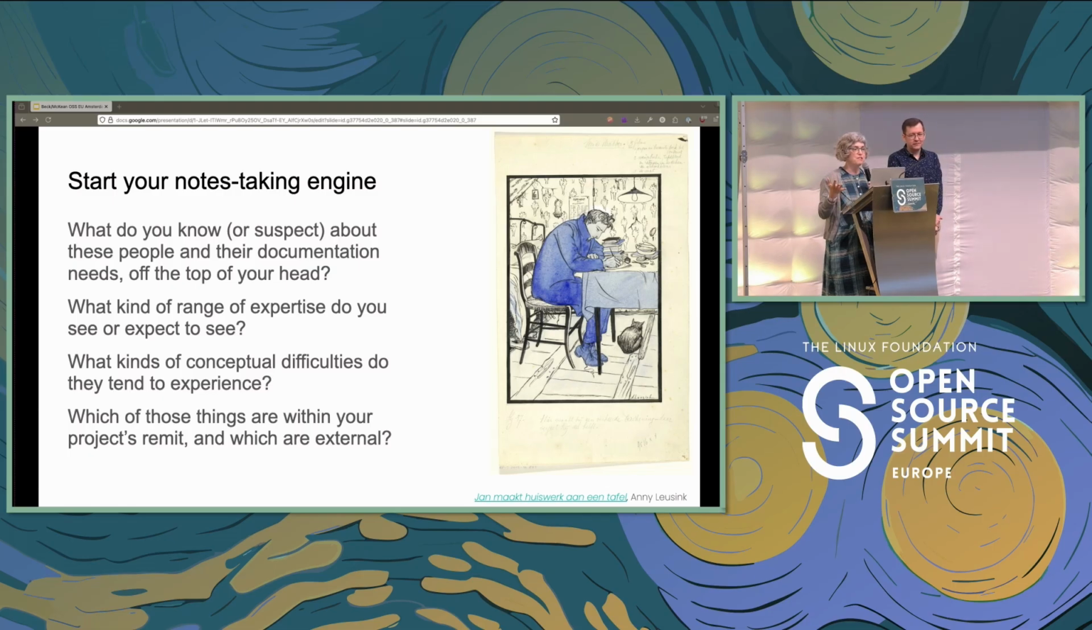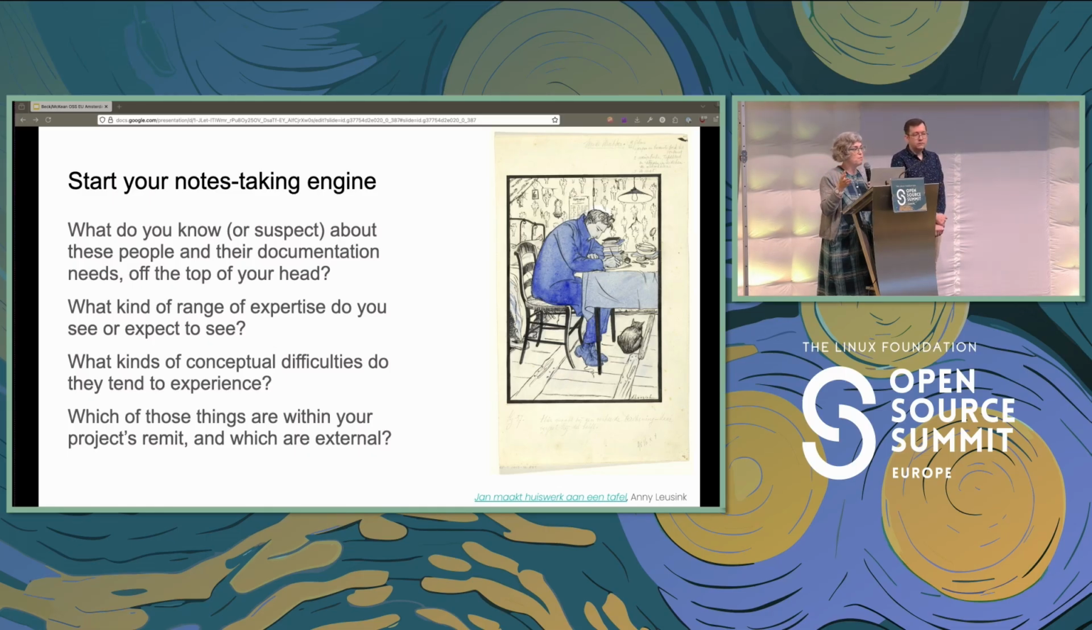Think about the range of expertise that you see or expect to see in your users. Do they actually have that expertise? If not, you probably need to help them get there. What kinds of conceptual difficulties do they tend to experience? And which of these things are within your project's remit or scope, and which are external? And so in Season of Docs, we actually saw some problems with scope, especially around conceptual difficulties, that were just out of scope for the project.